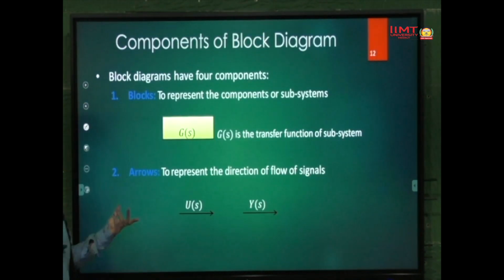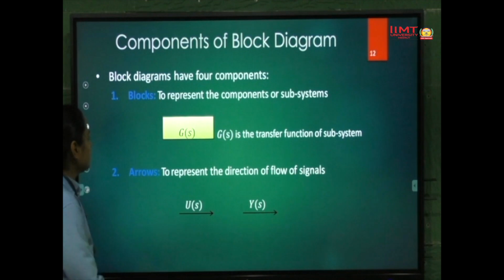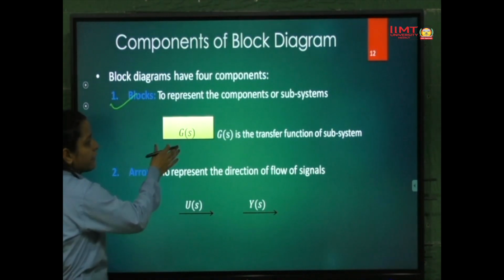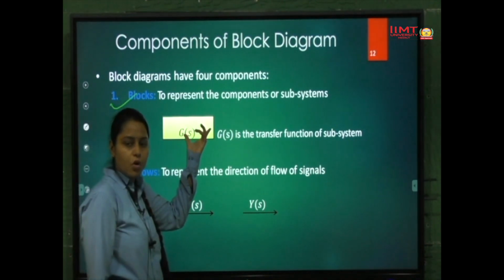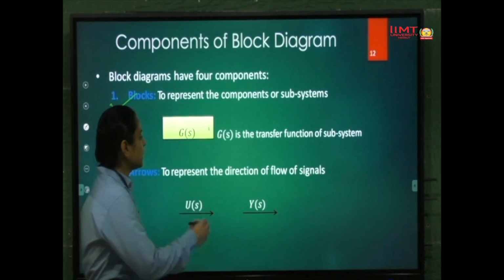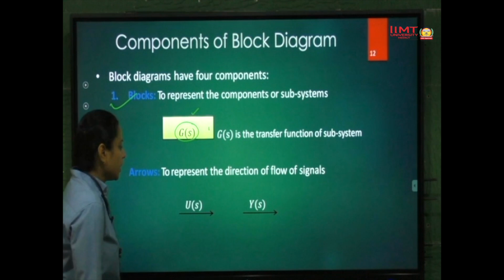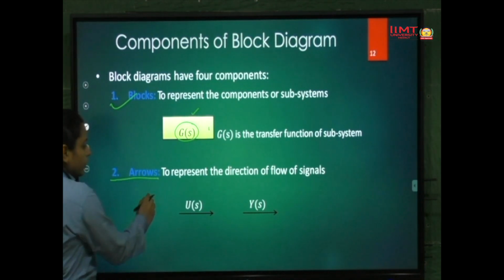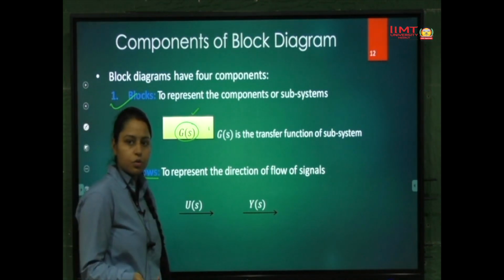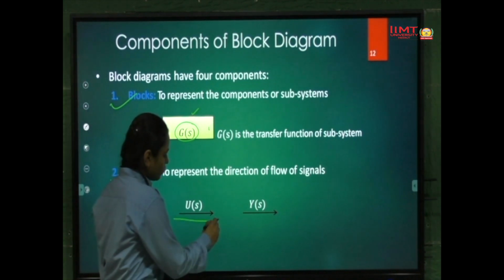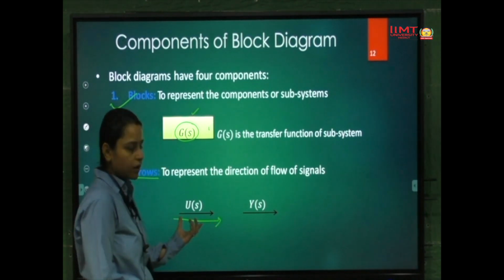So let's see what the components in a block diagram are. First one is the blocks. We have a simple block of a subsystem where G(s) is the transfer function of this particular subsystem. Another component is arrows, which show the direction of information flow or signal flow. These are called the arrows.